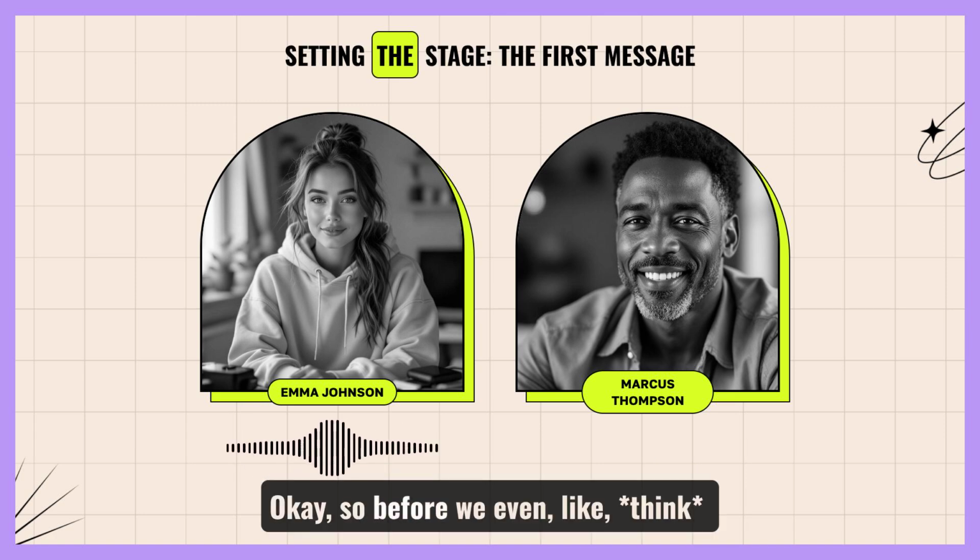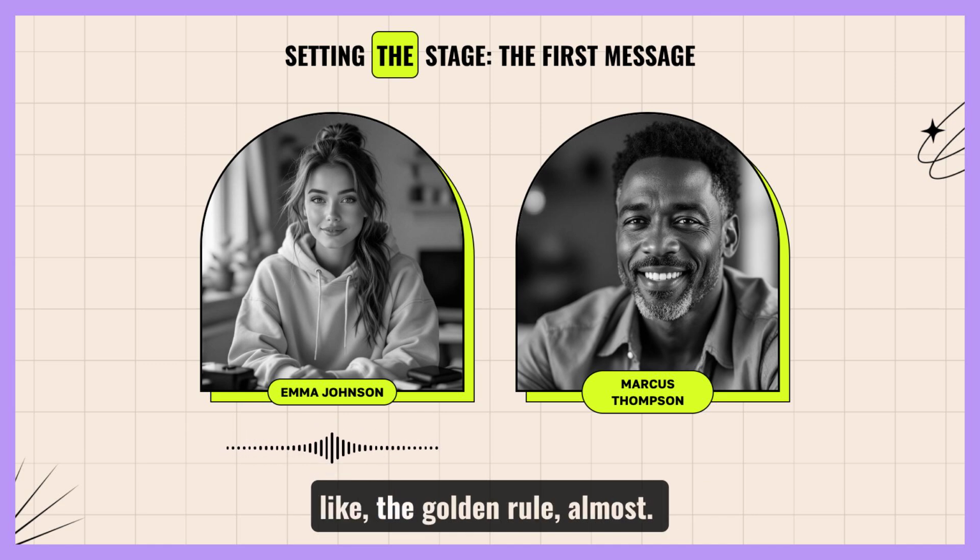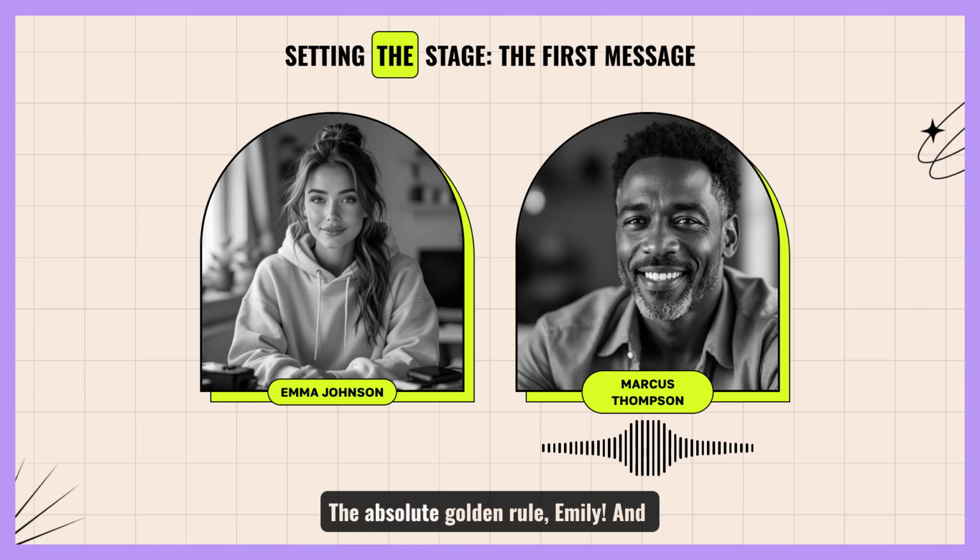Okay, so before we even think about answering any question, you always tell me there's this one key question we should ask, right? It's like the golden rule almost. The absolute golden rule, Emily. And that question is, why do these people even start messaging each other? It sets the whole stage, gives you the foundational context. Don't jump into details until you know the why.